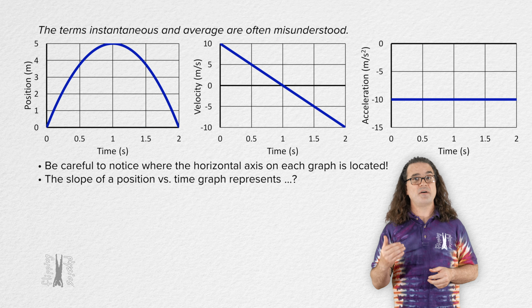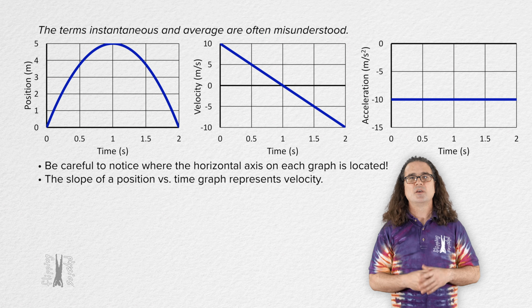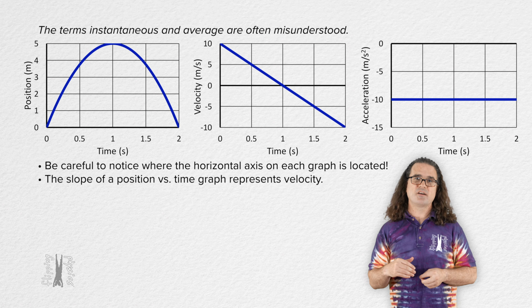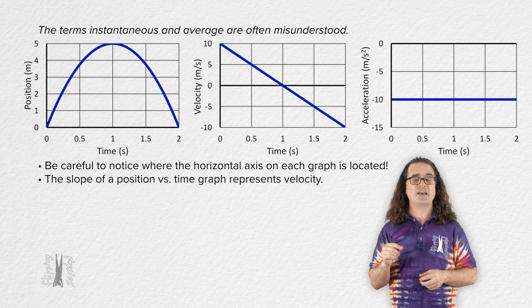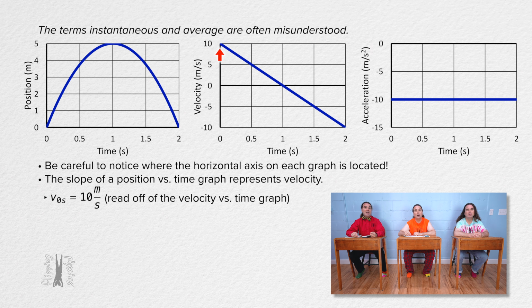Okay, class. What is the slope of a position versus time graph? Velocity. Correct. Billy, please determine the slope and therefore velocity of the position versus time graph at 0 seconds. Certainly. All we need to do is draw a tangent line to the curve at 0 seconds and hold up. We know it is 10 meters per second because that is the velocity of the object at 0 seconds. We can see that in the graph of velocity versus time, right?